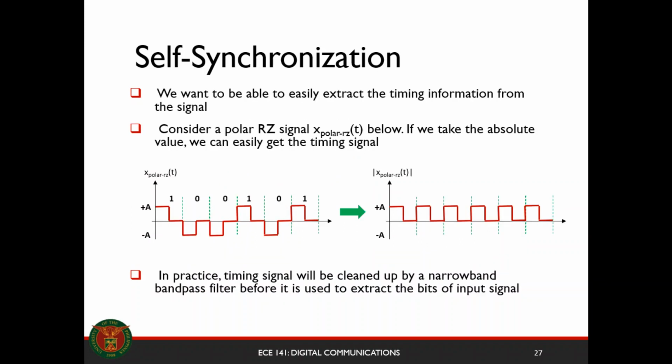For return to zero signaling, if you just take the absolute value of a return to zero signal, you get some form of clock, a signal that always transitions at the bit changes. And any transition would provide us with timing information. So this is an advantage of your polar return to zero signaling. Basically, we have better timing information in exchange for bandwidth.